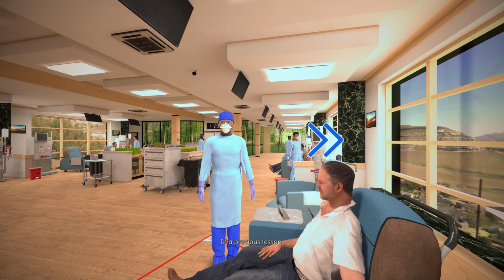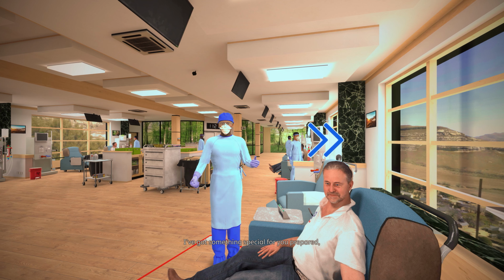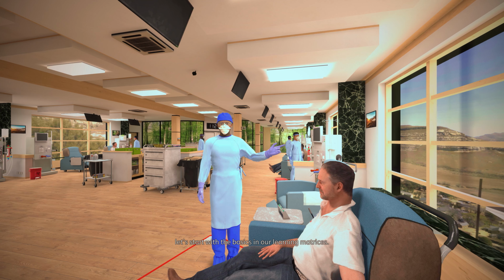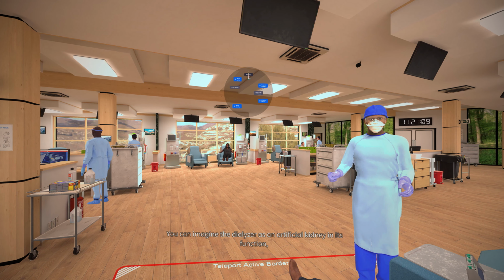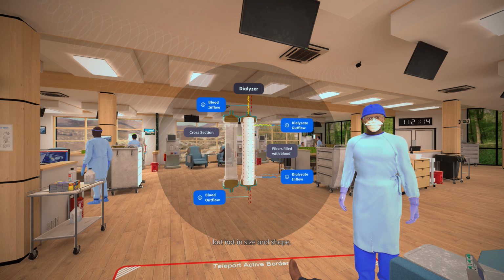In a previous lesson, we went through the external arterial bloodline. Now we will explore the heart of the dialysis machine, the dialyzer. I've got something special for you prepared, but first, let's start with the basics in our learning matrices. You can imagine the dialyzer as an artificial kidney in its function, but not in size and shape.